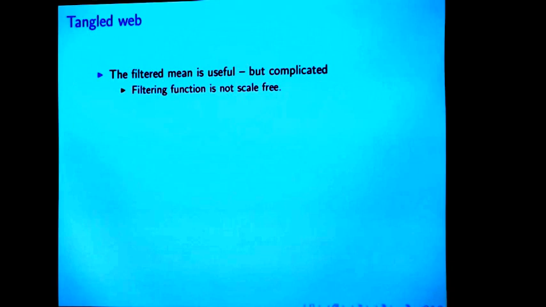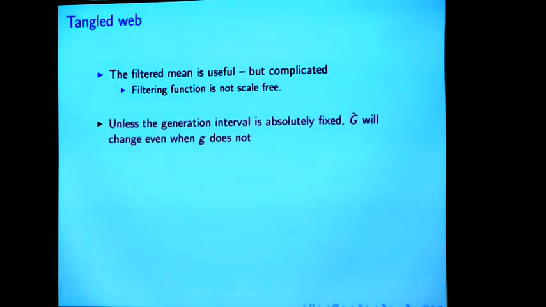The filtered mean is useful but complicated. It has a lot of the features you want from a mean, but not all of them. And in particular, it's not scale-free. It depends on the scale that's set by the characteristic time G. So unless the generation interval is absolutely fixed, then G hat is going to increase even if G doesn't change.